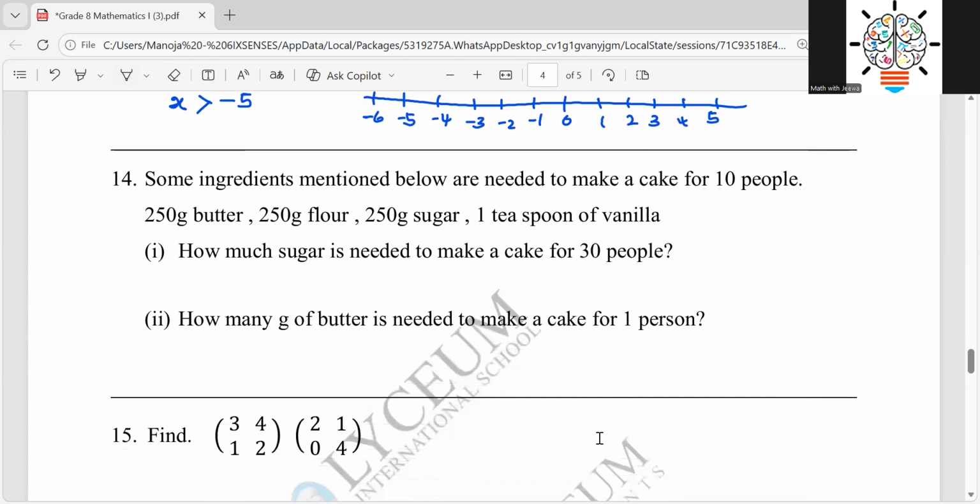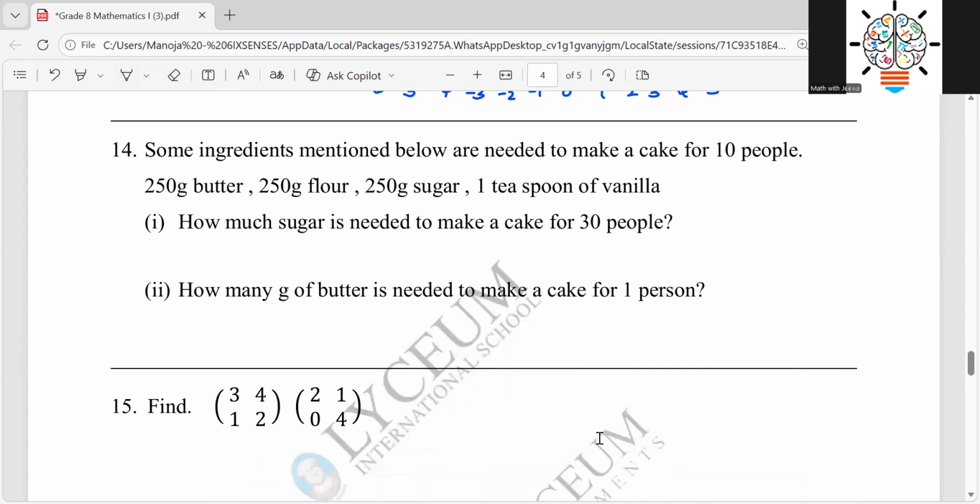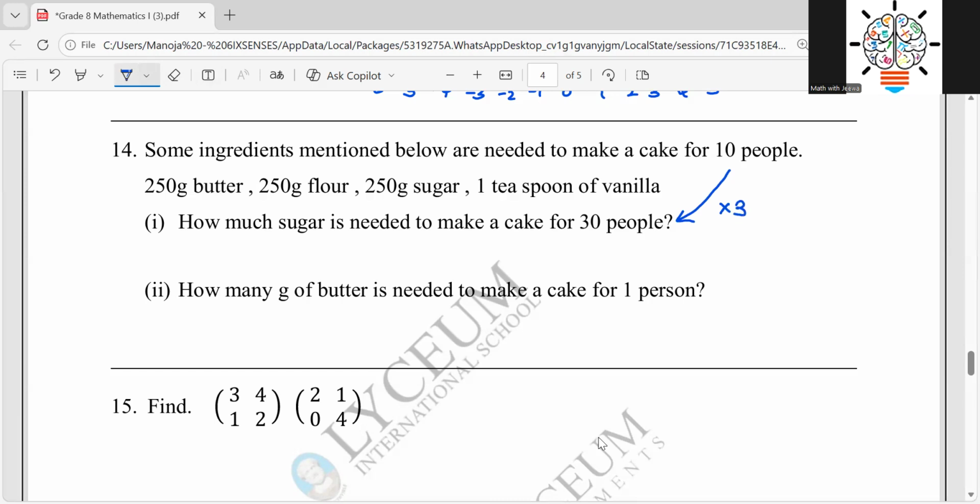Some ingredients mentioned below are needed to make a cake for 10 people: 250 grams of butter, 250 grams of flour, 250 grams of sugar, and 1 teaspoon of vanilla. This is for 10 people. Let's say that in the party you have 30 people. So that means you have the crowd 3 times, right? If it is 3 times, you want to multiply all the ingredients by 3.